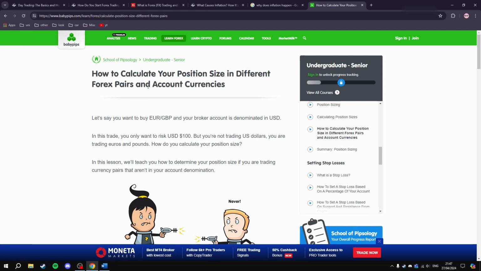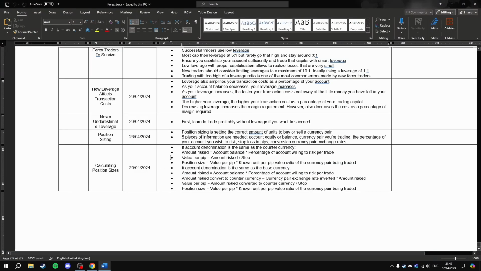So now we're on to how to calculate your position size in different Forex pairs and account currencies.